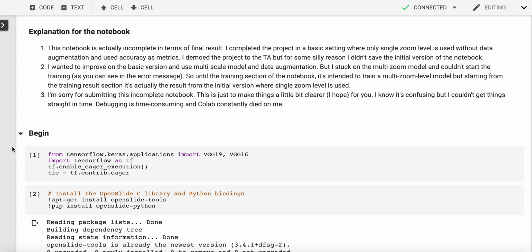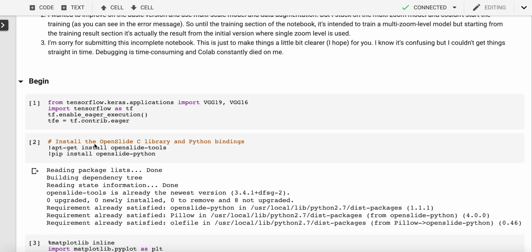But for some silly reason, I didn't save my initial version of the notebook, so I just changed my code on this notebook. I got stuck on the training part, and I couldn't get things straight in time. So I'm so sorry for that.